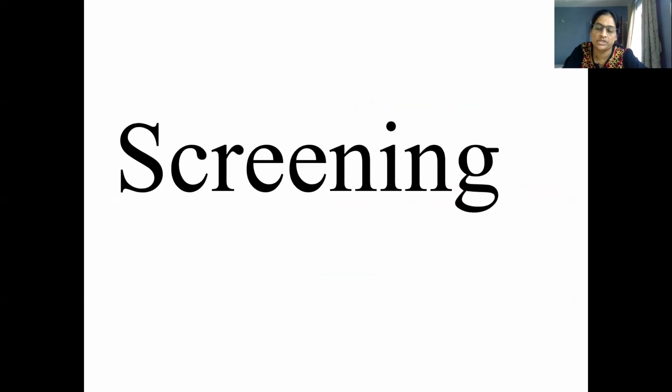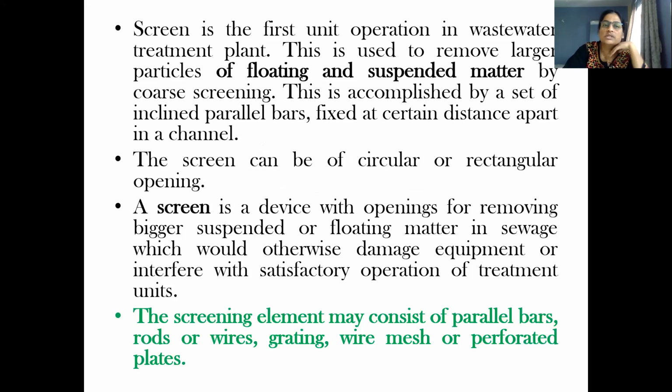So the first unit operation we are going to study in detail is screening. Screening is the first unit operation in a wastewater treatment plant, as I said. This is used to remove the larger particles of floating and suspended matter. Whatever is suspended at the surface will be removed by using a coarse screen. This is accomplished by a set of inclined parallel bars.